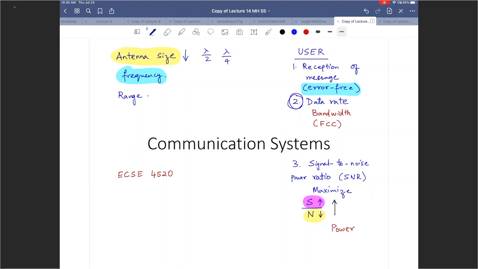But the problem of going to higher frequencies is the range goes down. So the range between point A and point B over which you are trying to communicate goes down. So you will have to increase your transmit power to compensate for that, or you use repeaters, right? So you use multiple repeaters between the two devices that are trying to communicate with each other to make sure that the signal goes through to the receiver. And in reality, we use repeaters.